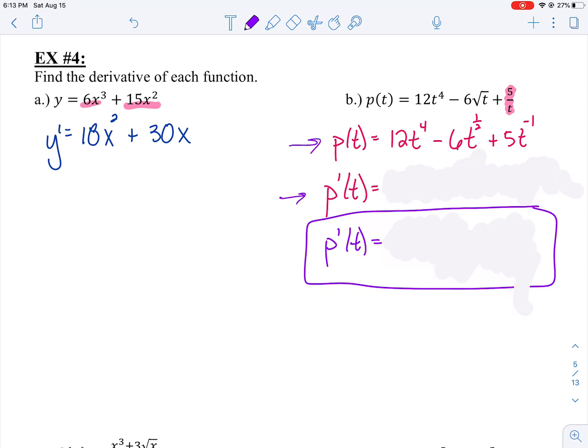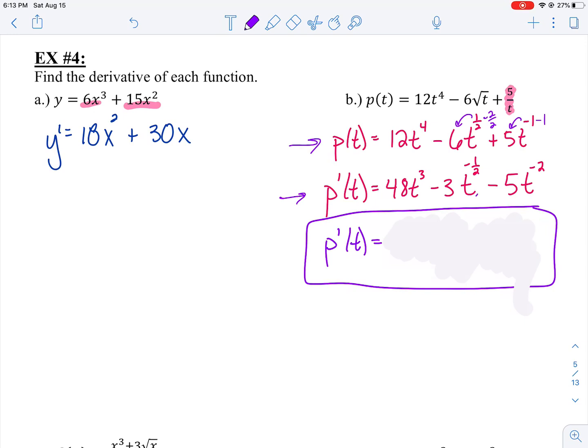Now I'm taking and finding the derivative. So you notice I've changed notation. I'm doing p prime now. The derivative of 12t to the fourth is really 48t cubed. The derivative of negative 6t to the 1/2 power, if I bring the 1/2 forward and I multiply it by 6, 6 times 1/2 is 3. If I subtract 1 from the exponent, my new exponent is t to the negative 1/2 power. On my last one, if I were to bring the -1 forward, that 5 turns into a -5. If I subtract 1 from the exponent, my new exponent is -2.